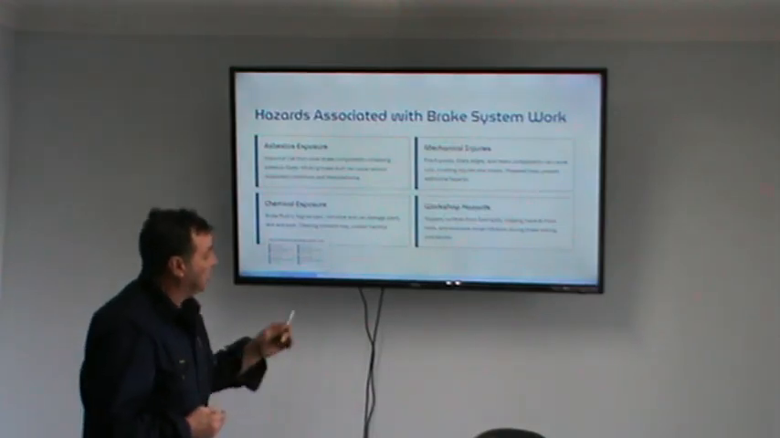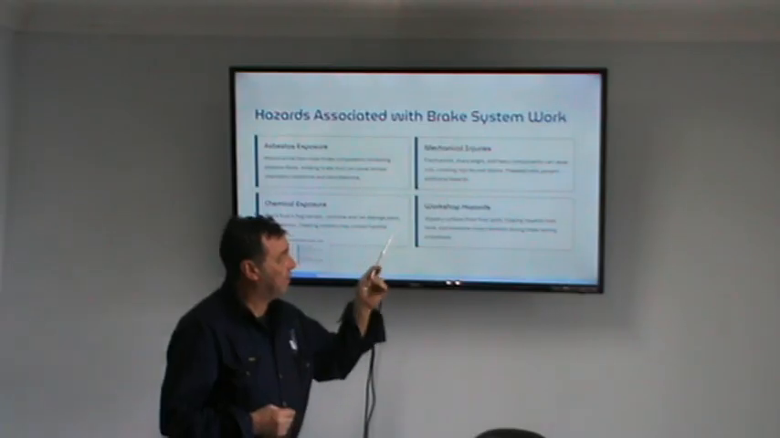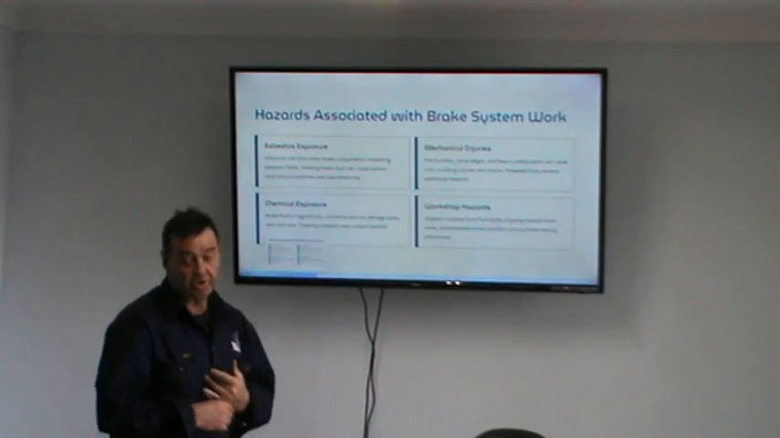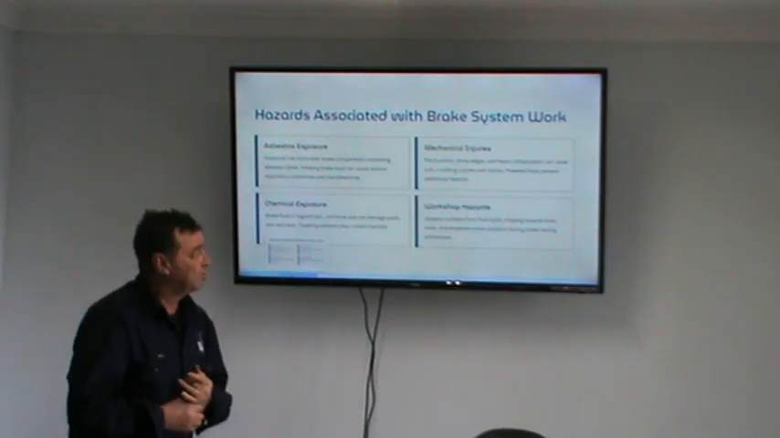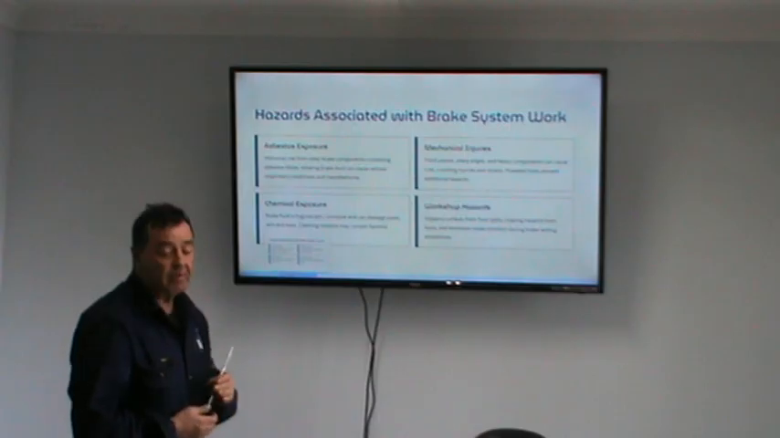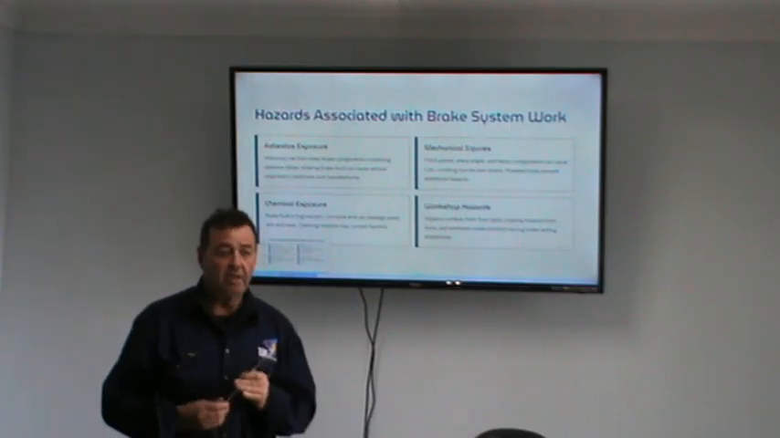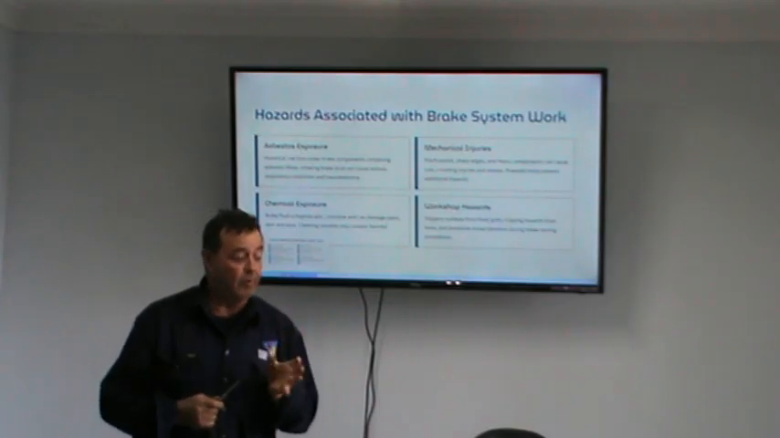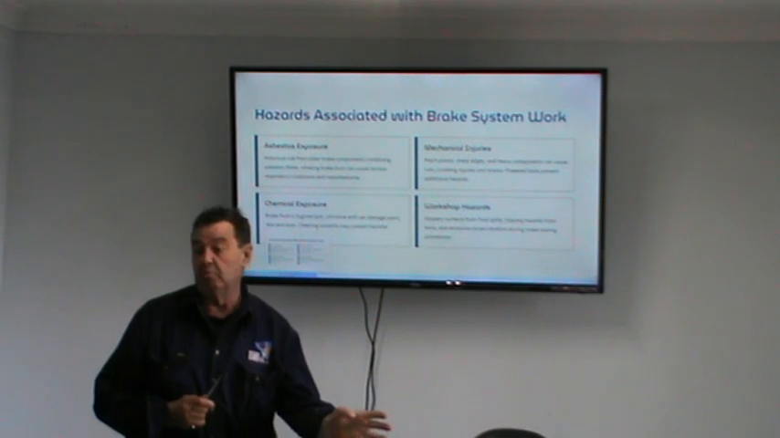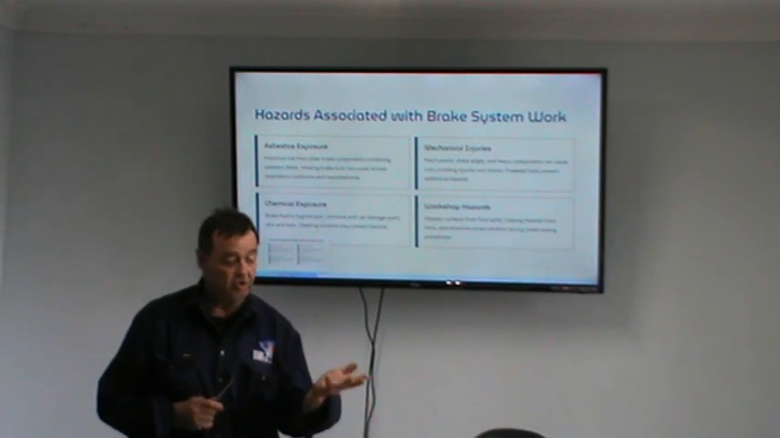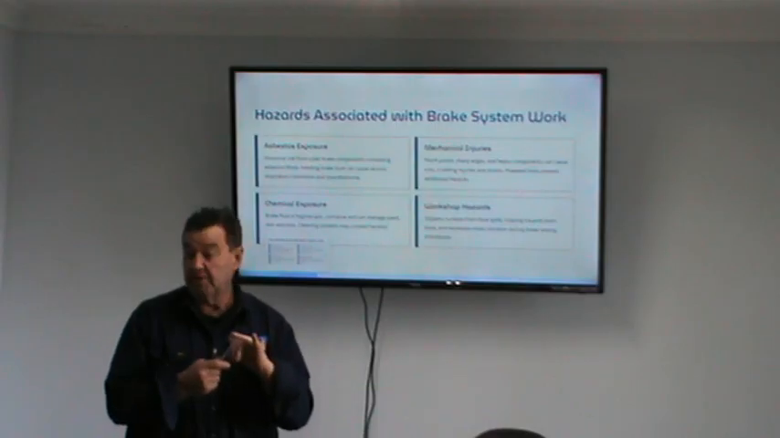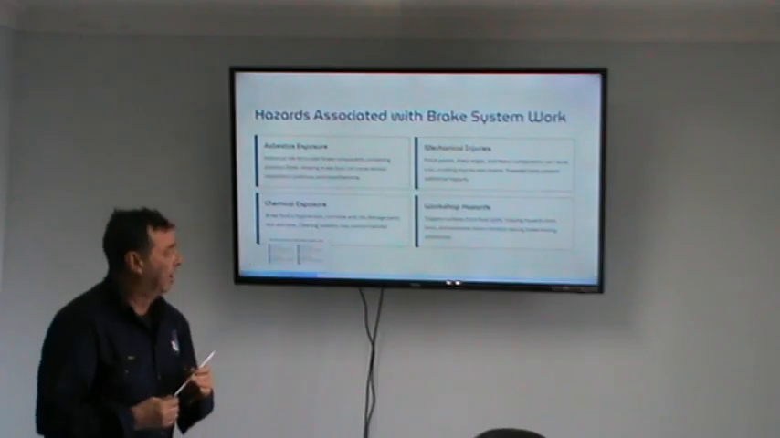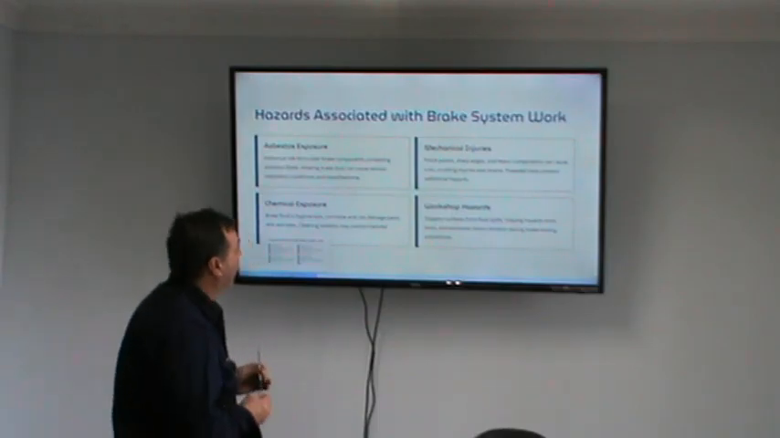We got mechanical injuries: pinch points, sharp edges, heavy components, cuts, crushing injuries and strains. So you've got to make sure you're aware, have a look at what you're doing. If you're trying to undo a bolt or something that's quite tight, be aware of where your hand's going to end up when it comes loose, because it may jam you, like that one there did to me, in between two bits of metal, which is going to hurt. Okay? So you've got to be aware.